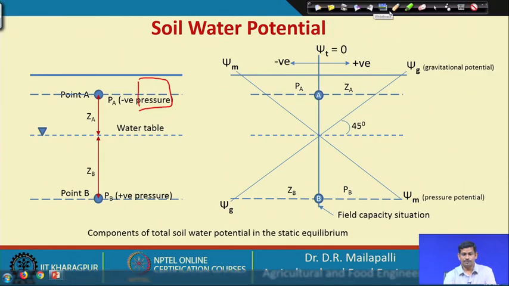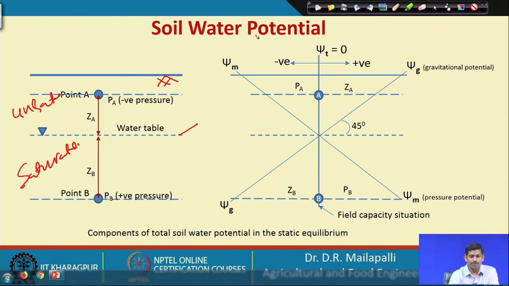Yeah, so soil water potential here. This is a potential diagram. In order to understand soil water potential, this is the land surface, and let us say this is the water table. Let us assume a point A in the unsaturated zone, this is unsaturated, and this is saturated.